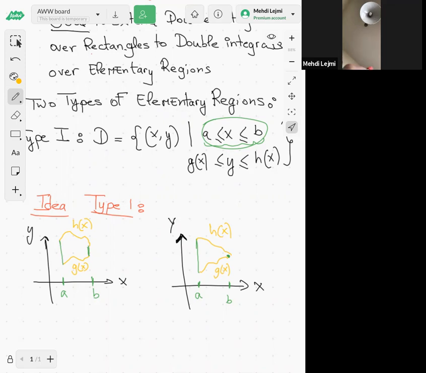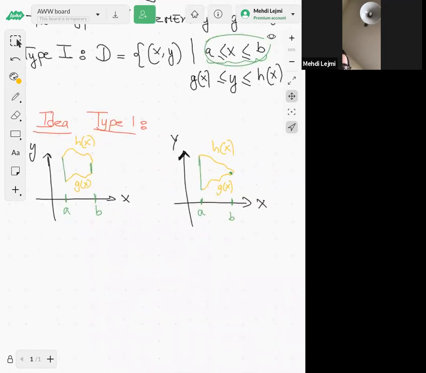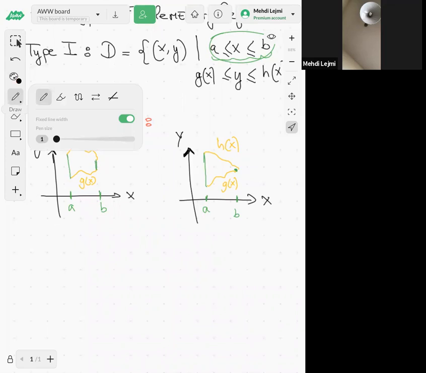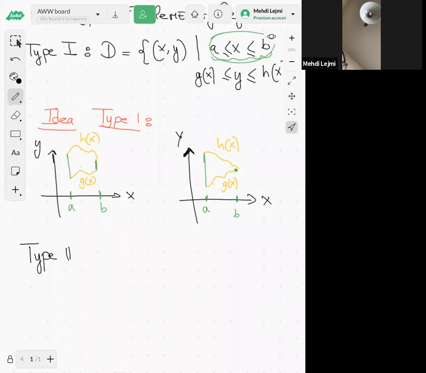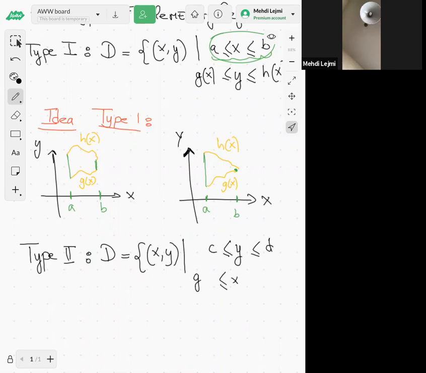Type 2 region is when your y is between two constants. So that's type 1, type 2. The region D is the set of points x, y which satisfy the following. Your y is between two constants, c and d, right? And your x is between two functions, let's say g and h, of course, of y. So x is between g of y and h of y.